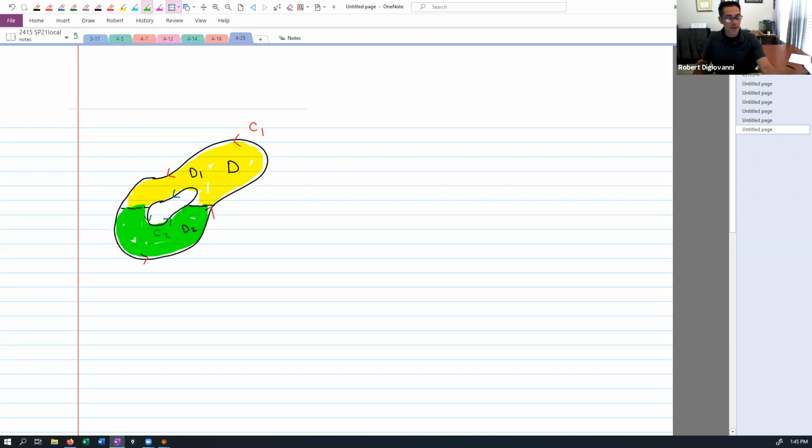So let's start with this. Do you all agree that D is equal to D1 union with D2? So if you take this set of points and this set of points, put them together, you'll have D. Do you all agree with this?